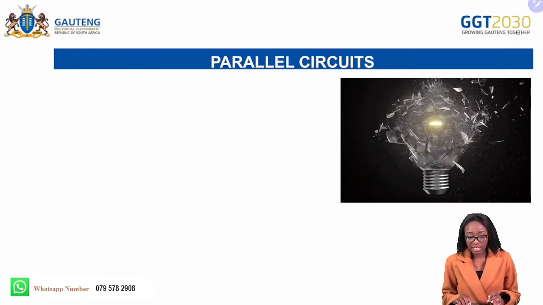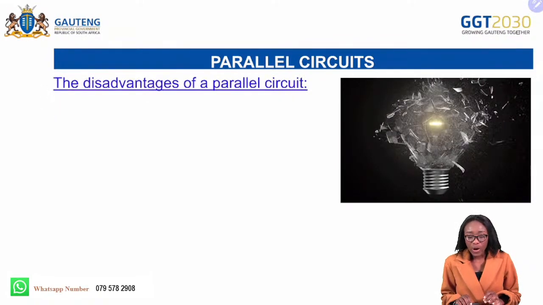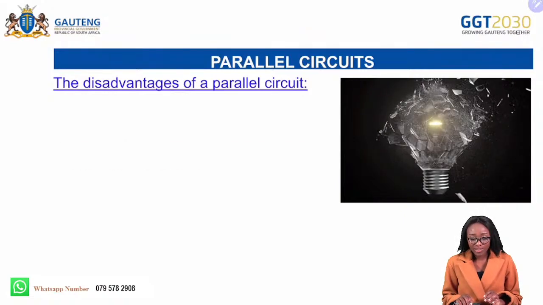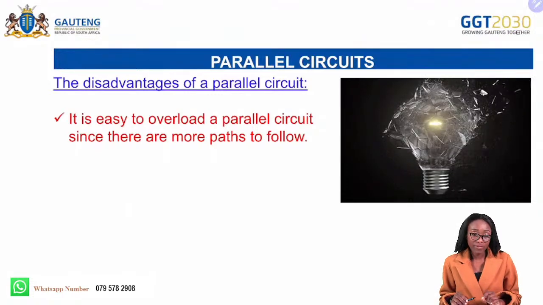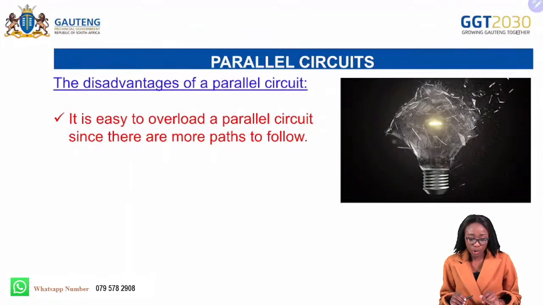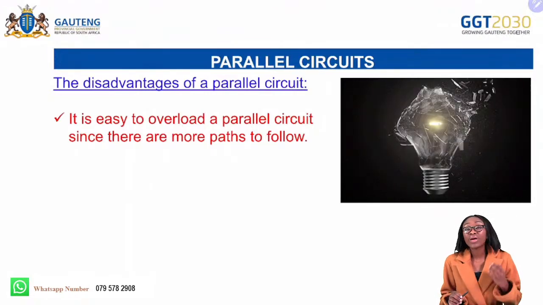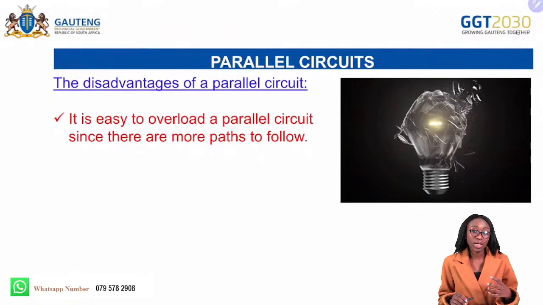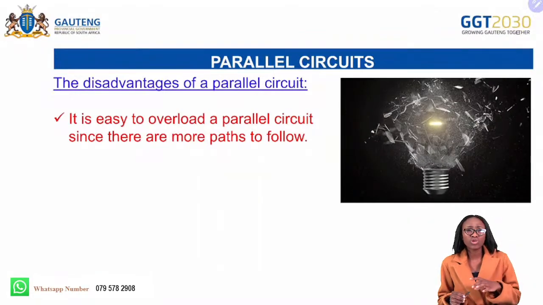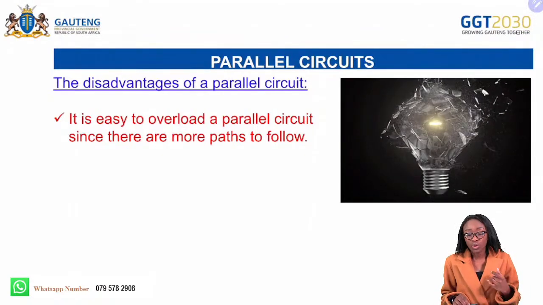Now, let's look at the disadvantages. I'm sure I've already shown you the bursting bulb. Everything is an advantage and a disadvantage. One disadvantage is it is easy to overload a parallel circuit since there are more paths to follow. Remember, we have one power source in a parallel circuit. So it is easy to overload because you continue connecting or creating other pathways.